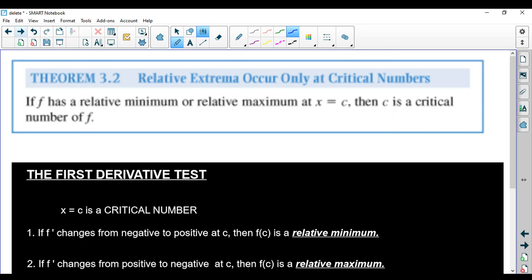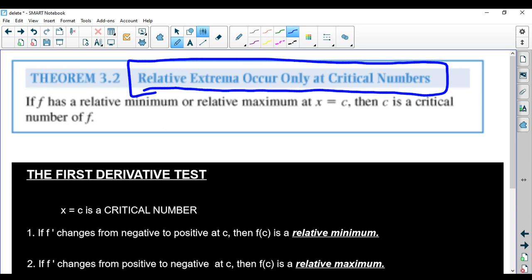However, and this is very important, if you do have a relative min or max, that must occur at a critical number. So this is the important part of this theorem, just the title. Relative extrema can only occur at critical numbers. So your skill of finding critical numbers from the last section is going to be very important.